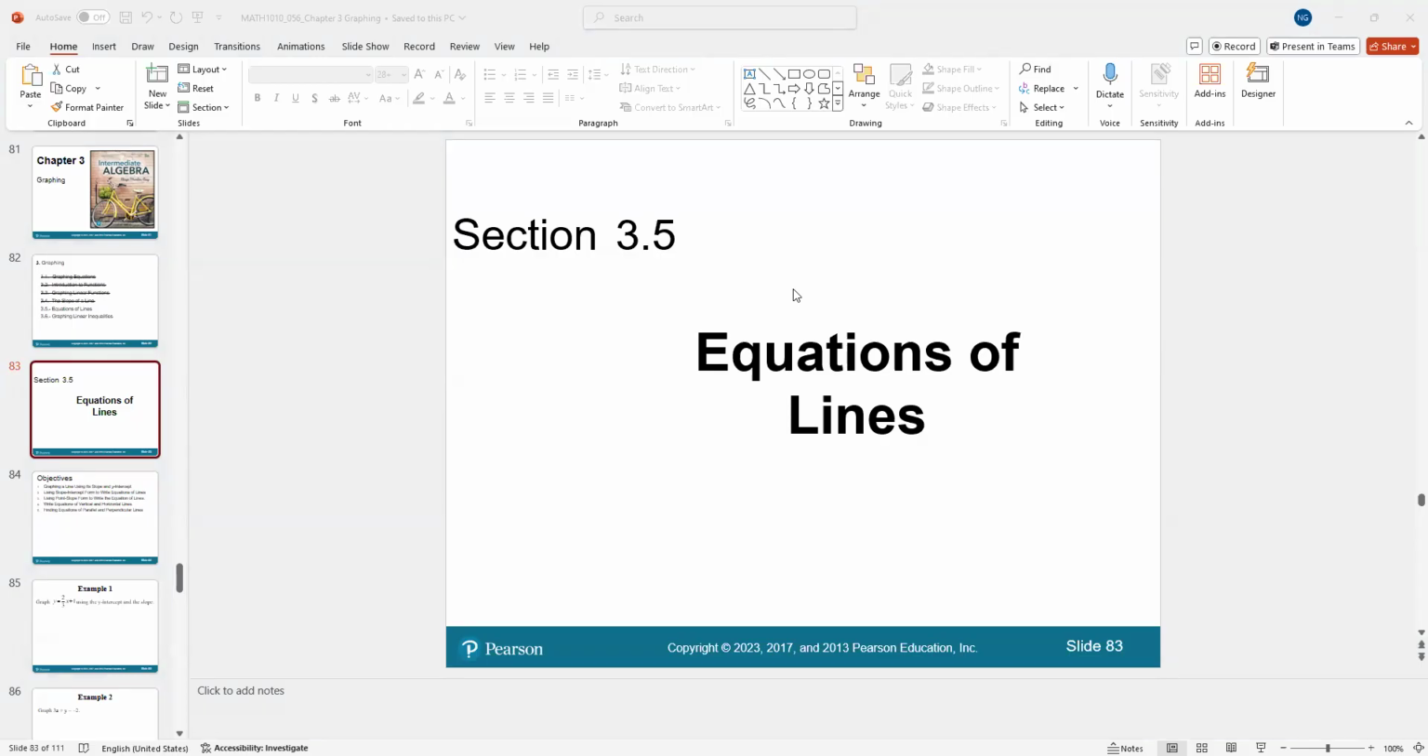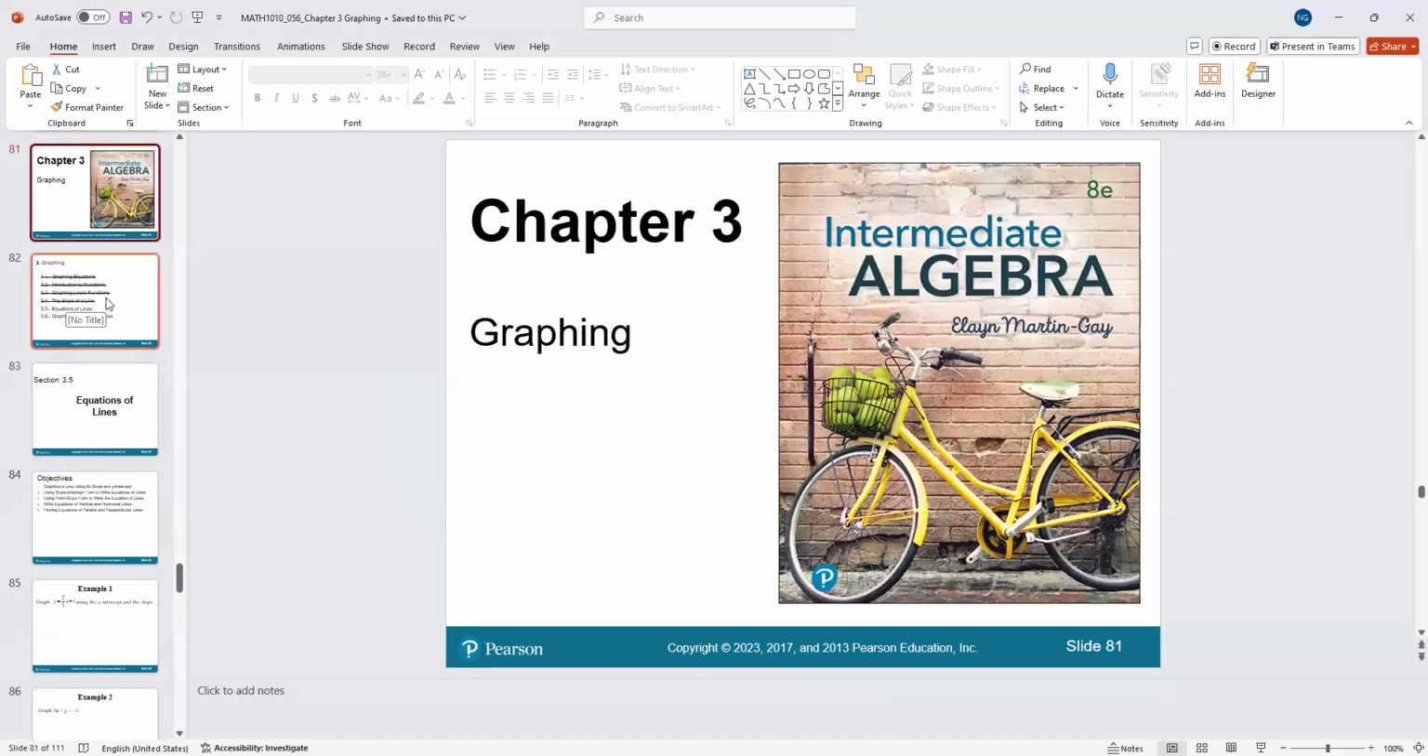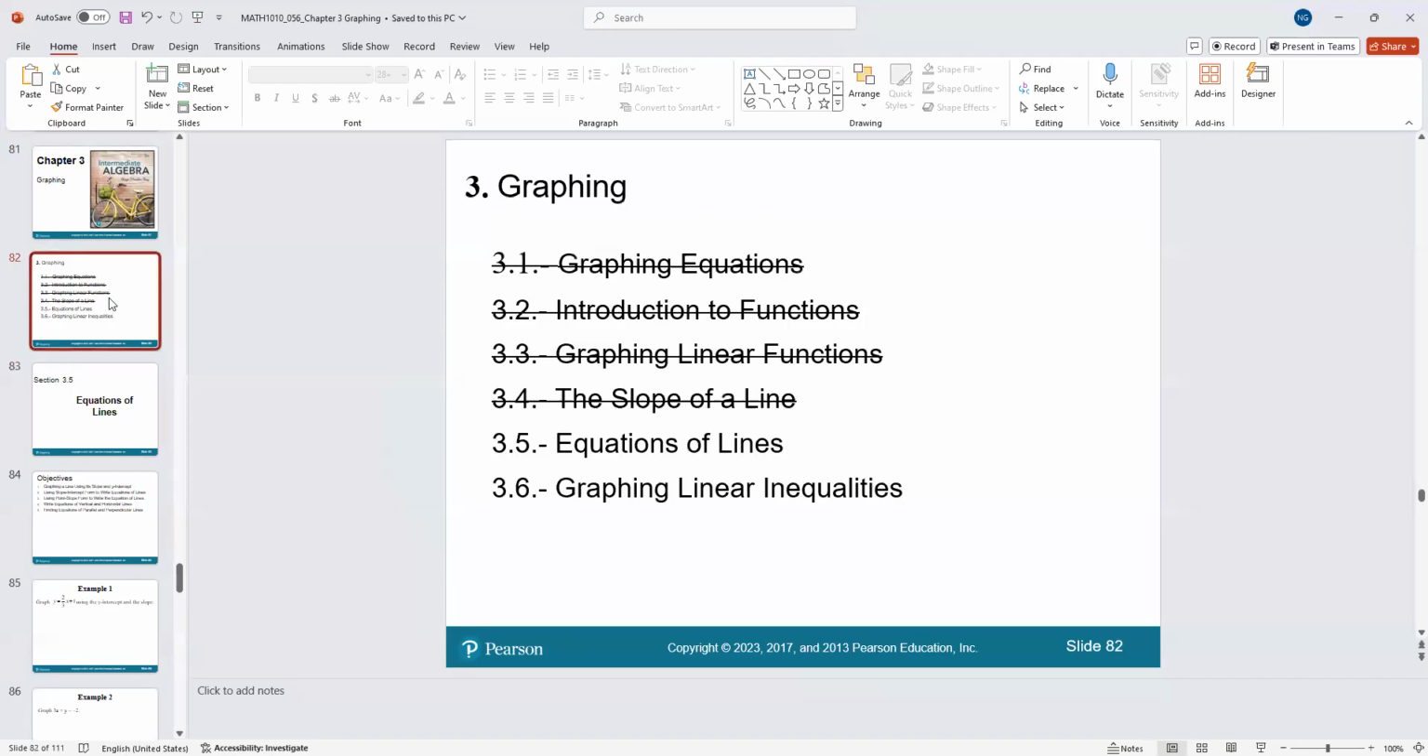In this video, we're going to continue with chapter 3, graphs and functions. So let's say for graphs and functions, we covered a lot of topics so far: graphing equations, introduction to functions, graphing linear equations. In the last video, we went over the slope of a line. Now, how about the equations of the line?